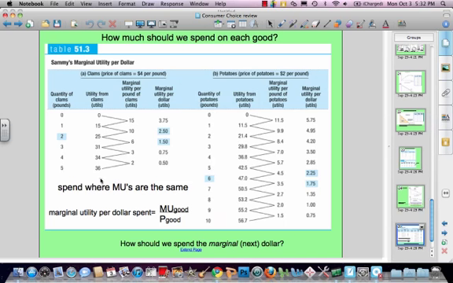Where do we want to spend? Well, we want to spend where the marginal utilities are the same, and specifically here, where marginal utility of a dollar spent, defined as marginal utility of a good over the price of the good, is the same.